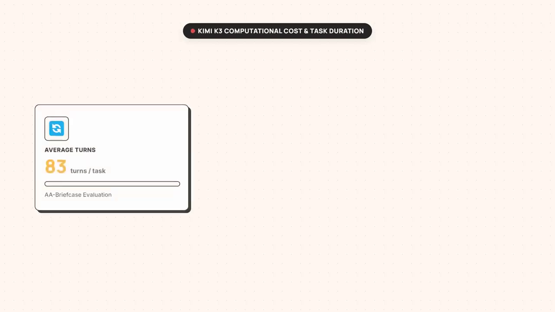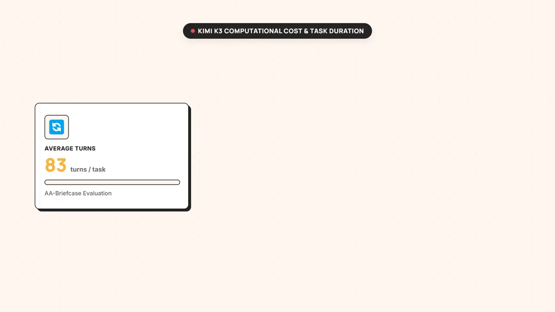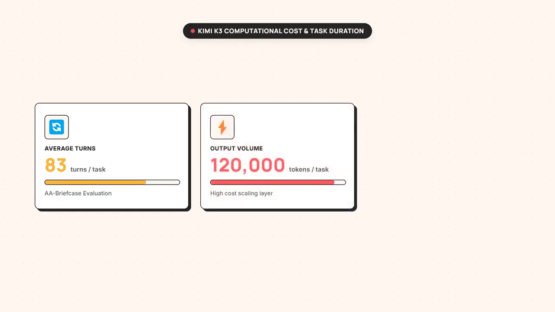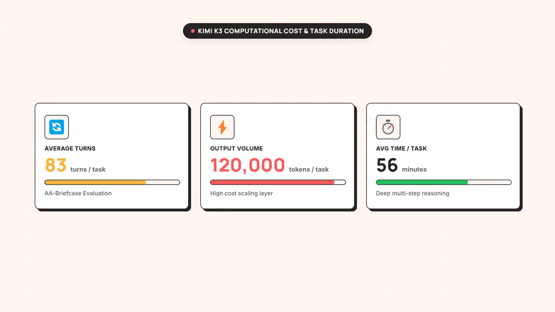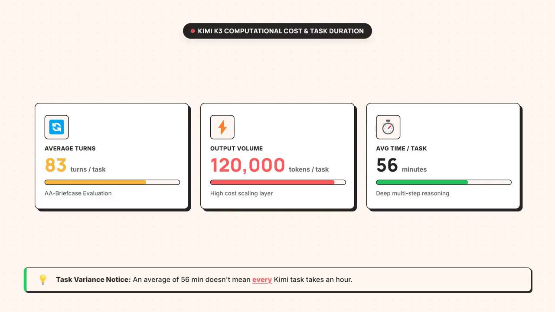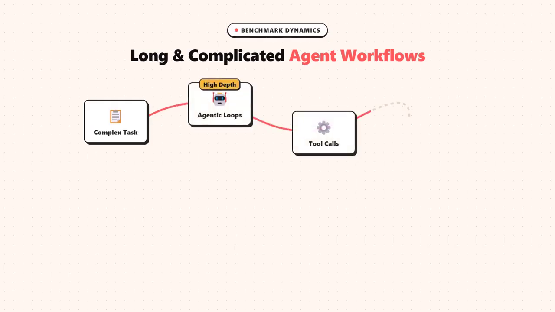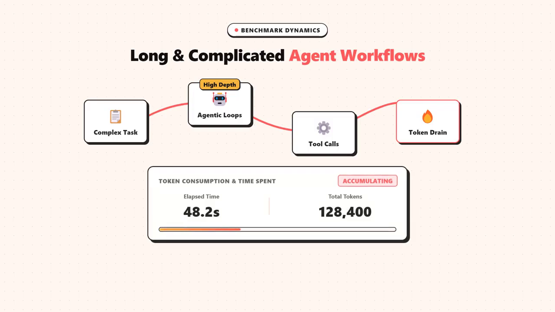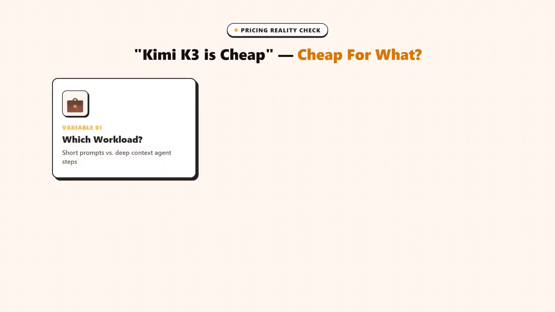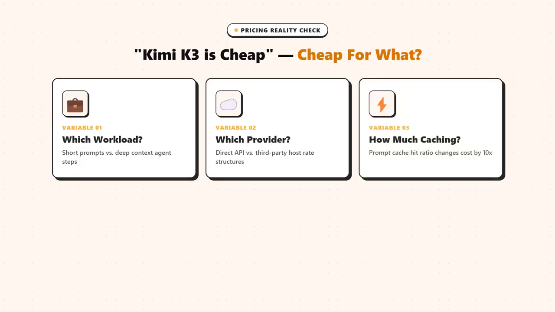But there's a trade-off. If the model keeps generating large amounts of new output across many turns, the output cost can still climb quickly. The AA-Briefcase evaluation recorded an average of 83 turns and roughly 120,000 output tokens per task for Kimi K3. It also averaged about 56 minutes per task. That doesn't mean every Kimi task will take an hour. It means this particular benchmark encouraged long, complicated agent workflows, and Kimi tended to spend a lot of time and tokens completing them. So when somebody says Kimi K3 is cheap, the next question should be cheap for what workload, on which provider, and with how much caching.